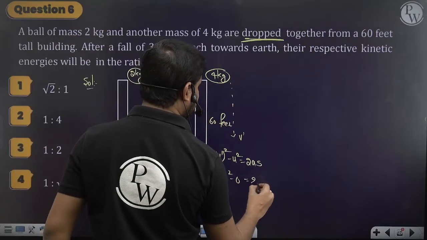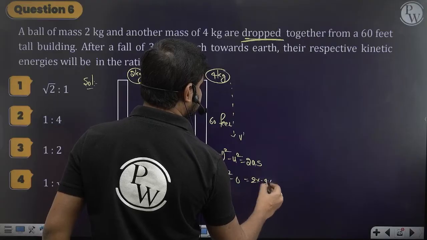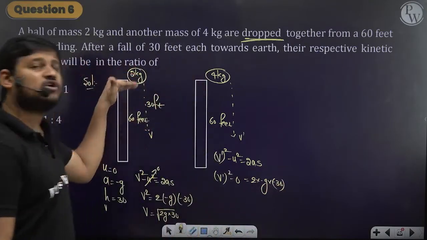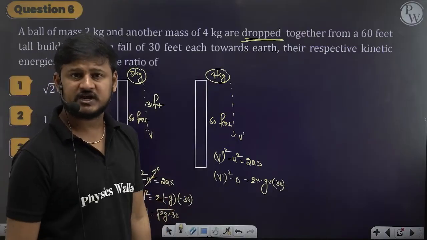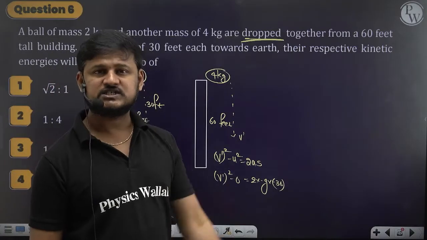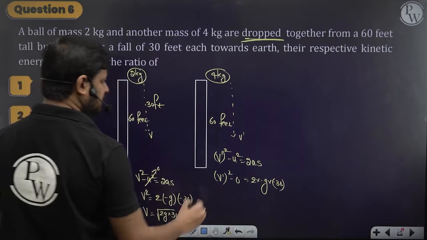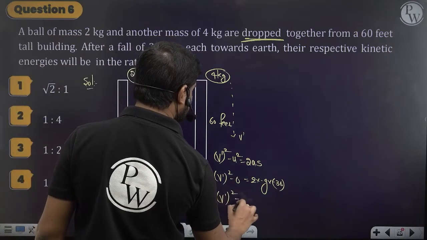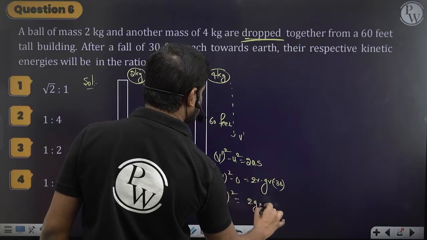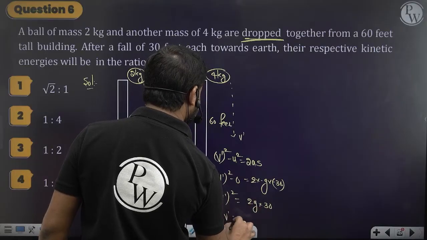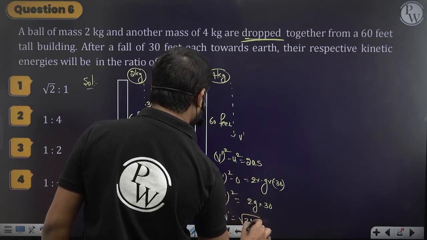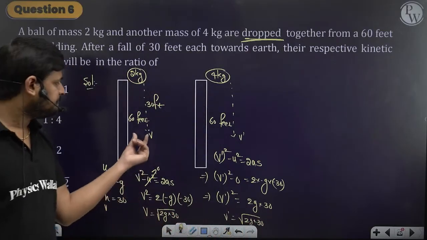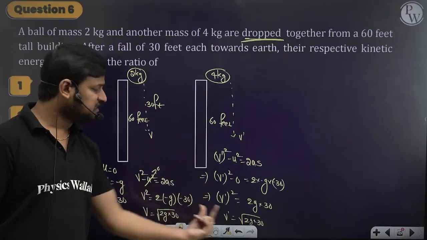So 2 into a, which is minus g, and s is minus 30, I am writing. Why minus 30, sir? Because the final position is below the initial position. The displacement has to be taken negative, right? We already discussed it in motion in a straight line, the motion under gravity. So here v dash whole square is equal to 2g into 30, so v dash is equal to the square root of 2g into 30. That means these two bodies have the same velocity.